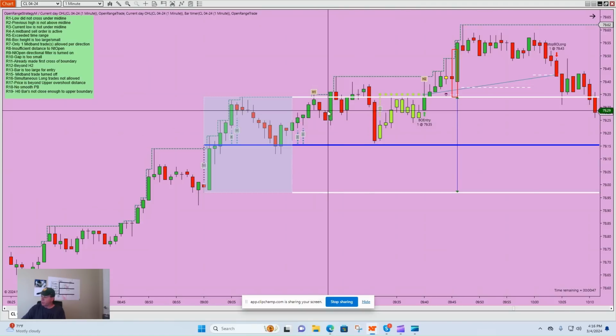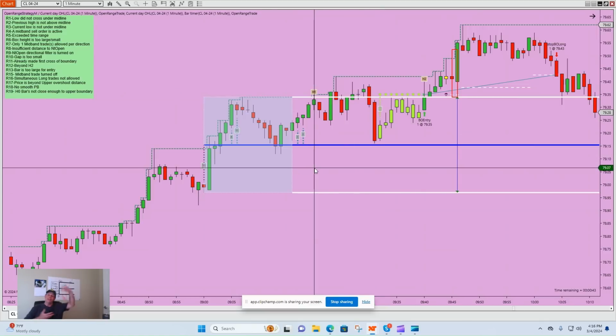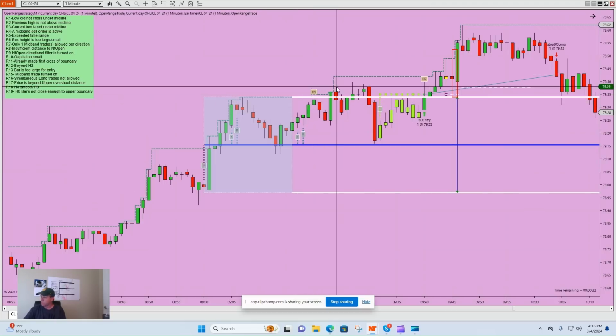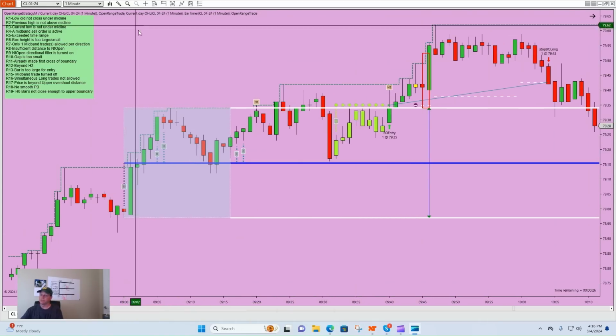So then we had a pullback, but this gap right here is not sufficient, based on the size of this box, percentage of the box, and whatnot, that I'm looking for it to roll up and go back out of the box. So what happened? It rolled up, went out of the box, but we didn't have a trade. We didn't take a trade.